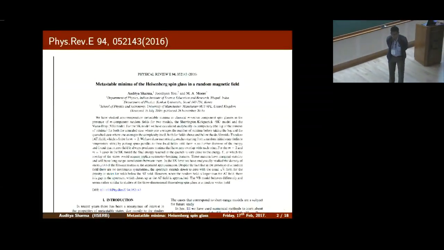So today I'm here to present some exciting recent work which was done in collaboration with Jun-Hyun Yo in Korea and Mike Moore from the United Kingdom. So here we studied Heisenberg spin glasses, vector spin glasses in a random magnetic field, and in particular zero temperature metastable minima.